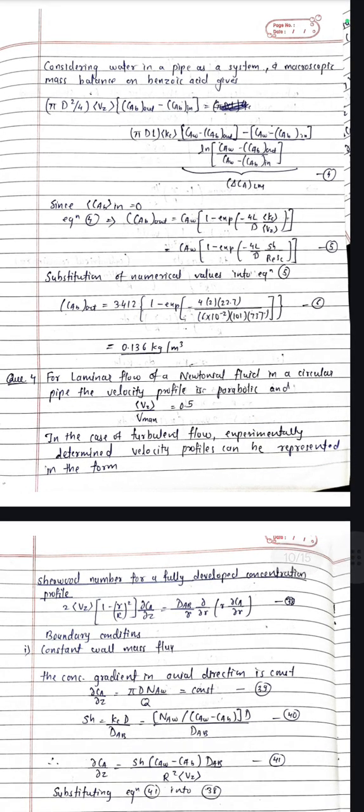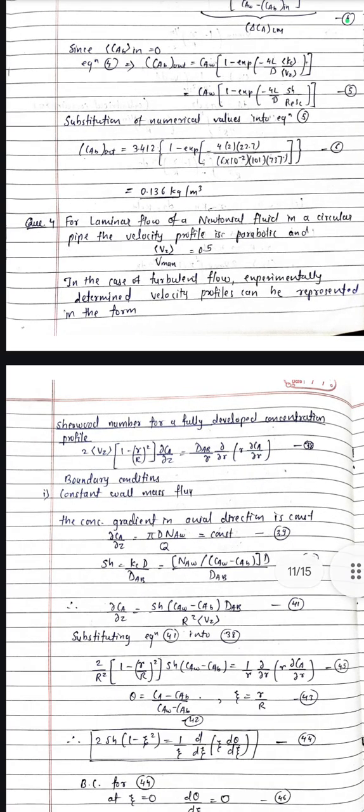Now our next numerical. For a laminar flow of a Newtonian fluid in a circular pipe, the velocity profile is parabolic and the equation is Vz by Vmax is equal to 0.5. In the case of turbulent flow, the experimentally determined velocity profile can be represented in the form Vz is equal to Vmax (1 minus r by R) raised to power 1 by n, where n depends on the value of Re. Now show that the ratio of Vz by Vmax is given as in the table. To solve, in this question we have to show that for the values of n equal to 6, 7 and 10, the ratio of Vz by Vmax is 0.79, 0.82 and 0.87 respectively.